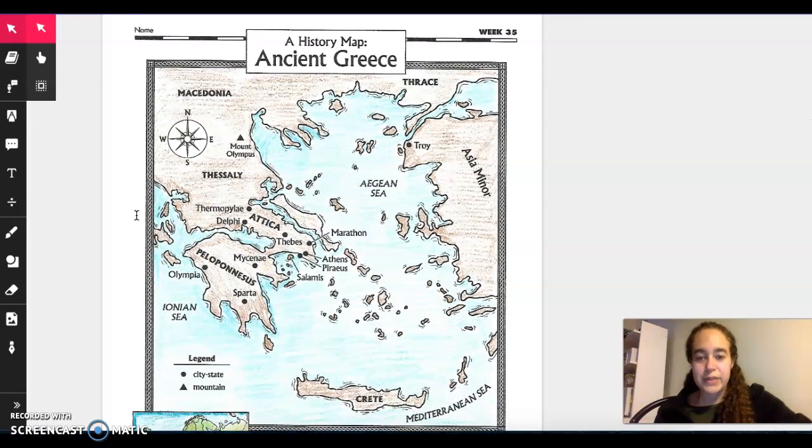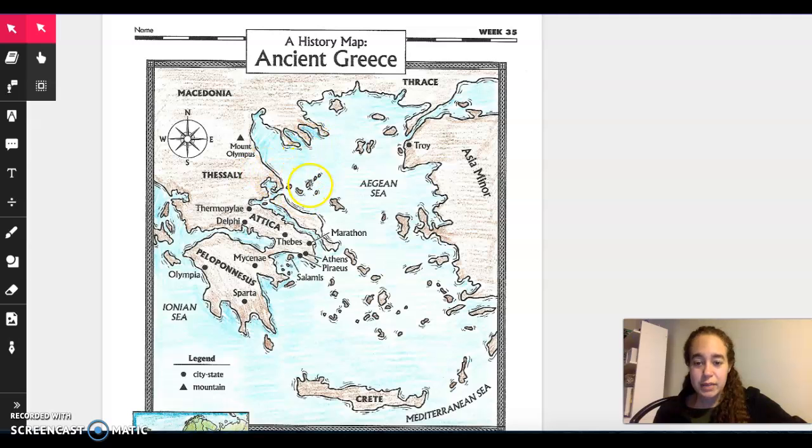On our map of ancient Greece, this whole map is ancient Greece, but only some parts of it are labeled. So, for example, we have the mainland of ancient Greece, which is this peninsula. A peninsula is almost completely surrounded by water. And this has some city-states on it. You'll see in the legend, the city-states are the little dots. And there is a mountain, which is this triangle symbol, Mount Olympus in ancient Greece.